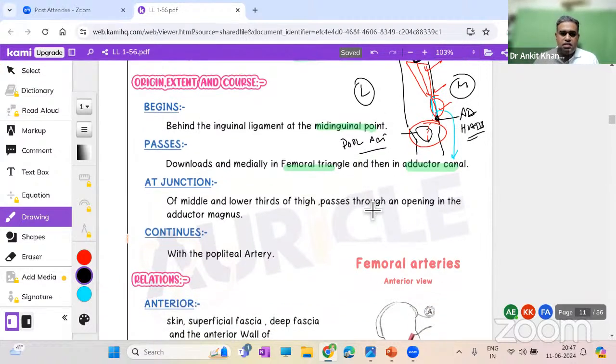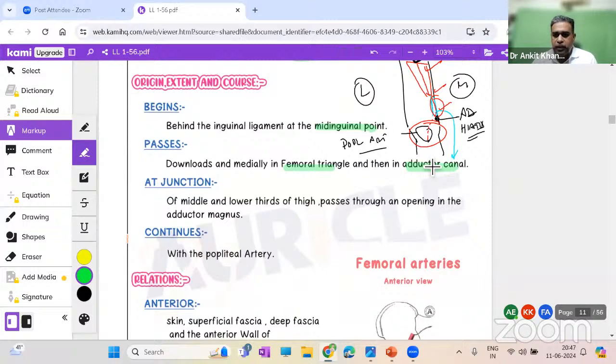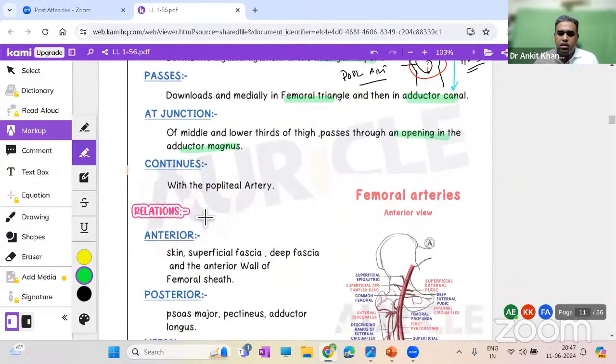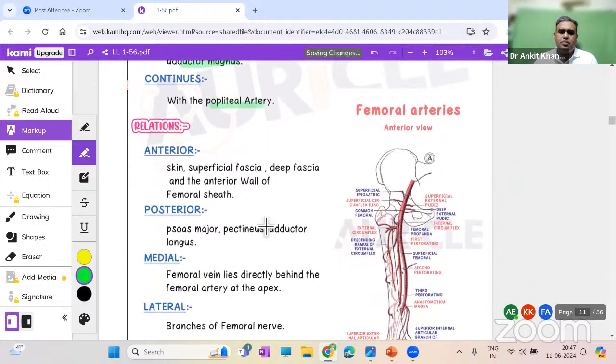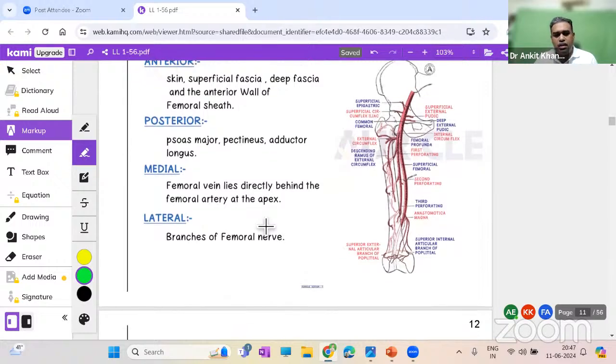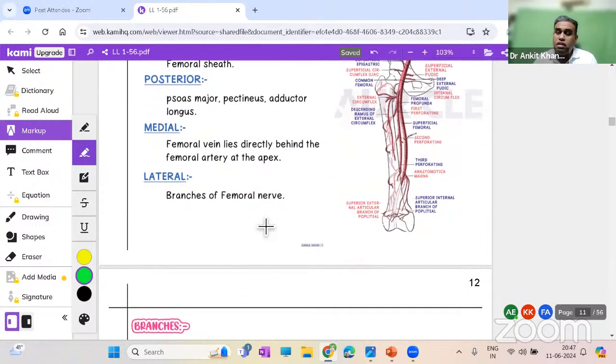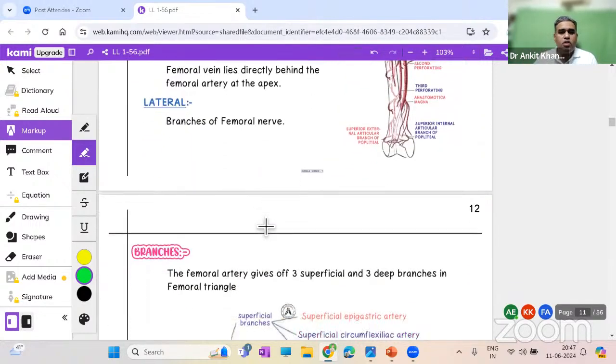So here you can write: passes downwards and medially in the femoral triangle into the adductor canal, then through the opening in the adductor magnus, as we discussed, continues as the popliteal artery. Right? Relations you might add: anterior, posterior. Medially, you have the vein. Laterally, you have the nerve, that you can correlate with your anatomy of the femoral triangle.